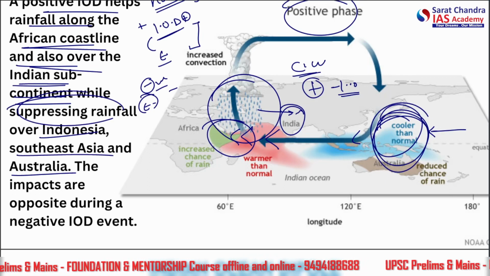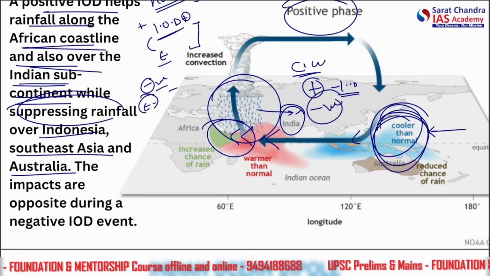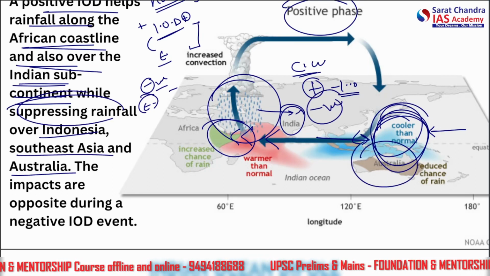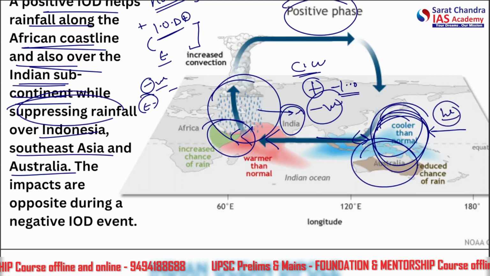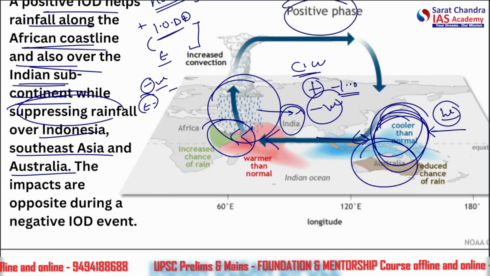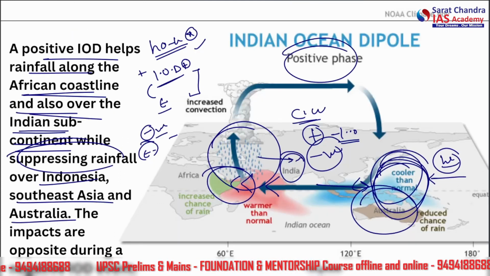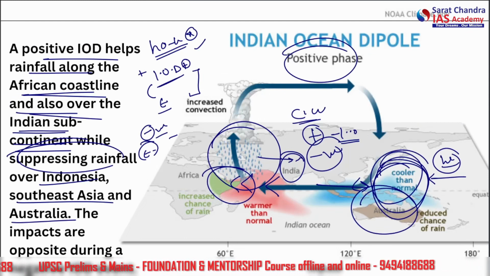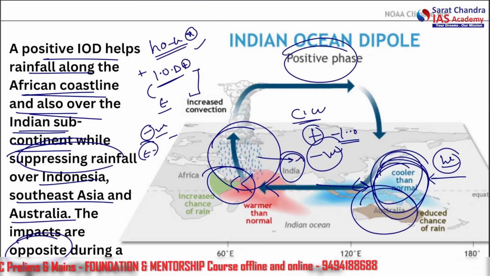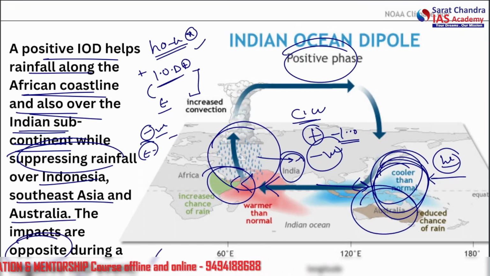Now, what will happen if this is in the negative phase? It will flood in Australia. And here is the La Nina condition. Then it will flood in Australia. As I already explained, the impacts are opposite during the negative IOD event. So it is pretty simple for us to remember.